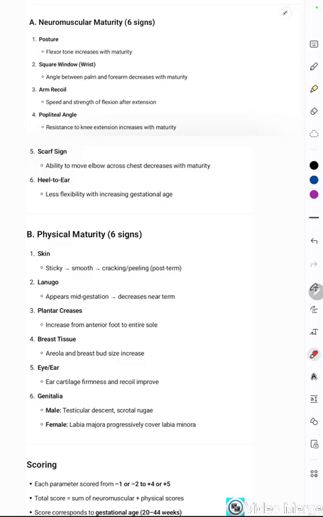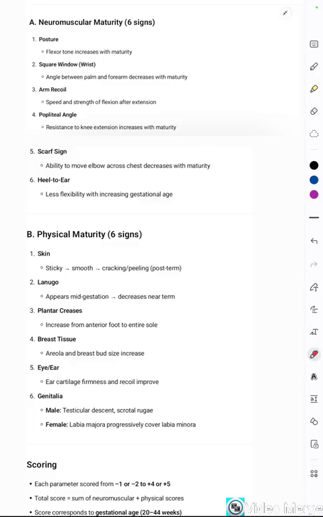Then another in the upper limb is going to be the scarf sign, which is the ability to move the elbow across the chest. It is present in case of preterm infants and it is absent in case of term infants. Then popliteal angle. Popliteal angle is the resistance to knee extension. The popliteal angle is more in case of preterm infants and it is less in term infants.